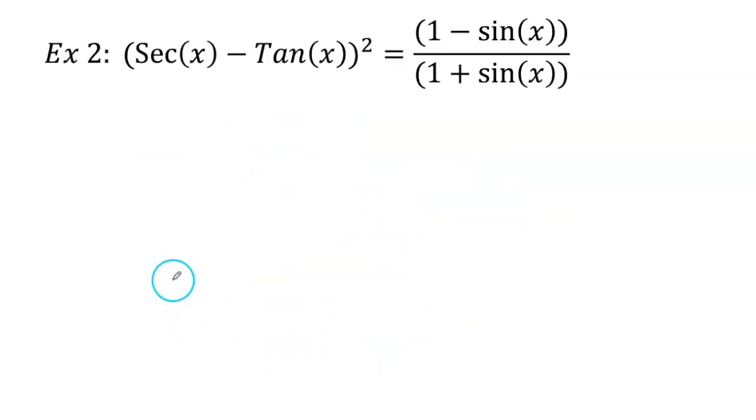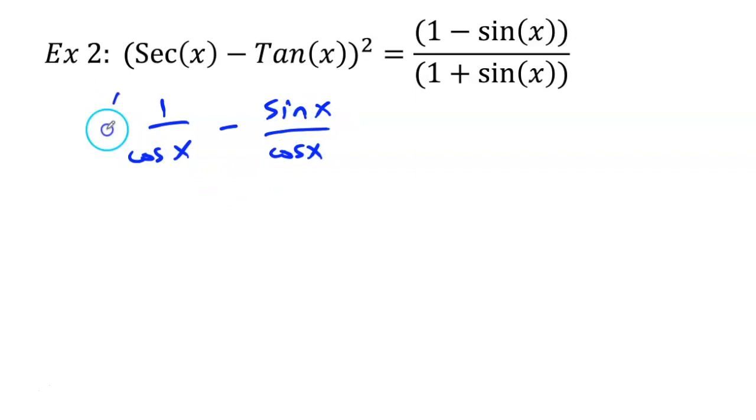So let's work on this one. Same idea. What to do? How do I start? The left side has to be equal to the right side. If you notice, I have a square on the outside, but my functions are not squared, so I cannot use the Pythagorean identities. I have no idea. So let's turn this into sines and cosines. So secant is 1 over cosine of x minus tangent is sine of x over cosine of x. Remember, all of that is to the second power.